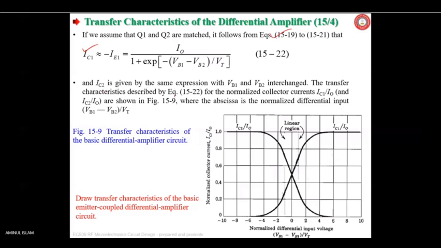The transfer characteristic described in equation 15-22 for the normalized collector currents IC1 by IO and IC2 by IO are shown here, where the abscissa is the normalized differential input, (VB1 minus VB2) by Vt. This is the normalized value. Vt is 26 millivolt at room temperature, 300 K.